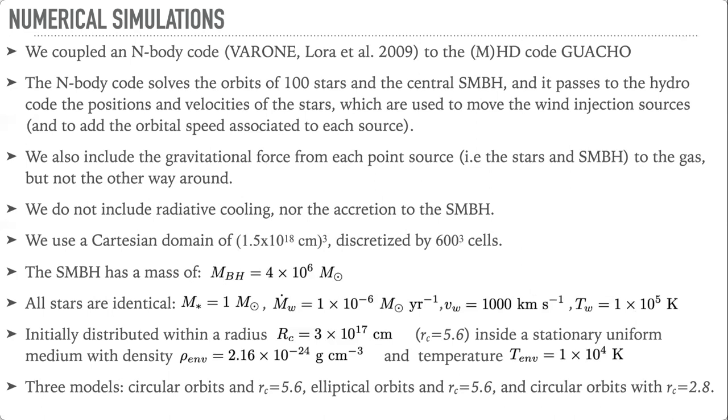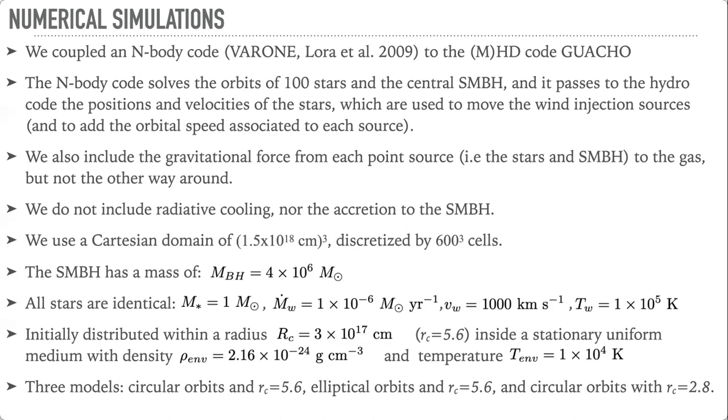All the stars are distributed within a radius RC, which in this case was 0.1 parsecs, including the supermassive black hole and the orbital speed. It's an RC, a critical R, of about 5 inside RC, and outside the medium has a uniform density of about 1 particle per cubic centimeter and a temperature of 10,000 Kelvin. And we run 3 models: one with circular orbits and this cluster radius, one with eccentric orbits and the same cluster radius, and an additional one with circular orbits and half that cluster radius. So instead of 0.1 parsecs, it was 0.05 parsecs.